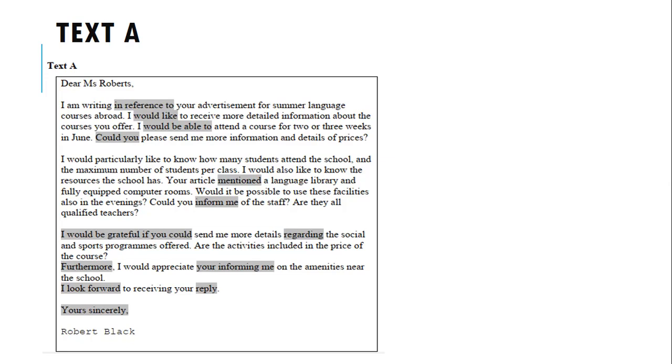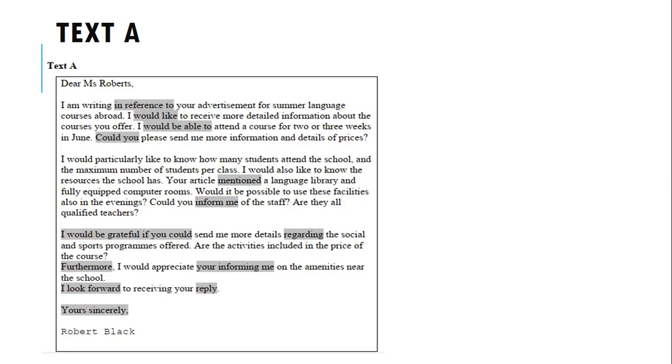Are the activities included in the price of the course? Another question appears. Furthermore, remember, when writing any kind of genre, you can use conjunctions. Furthermore, I would appreciate your informing me. Okay, grammar: your informing me, the use of gerund. I would appreciate your informing me on the amenities near the school.